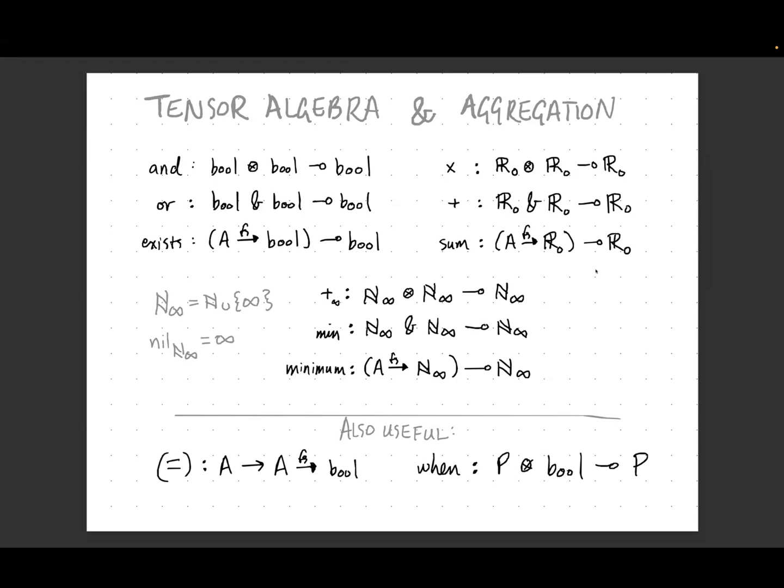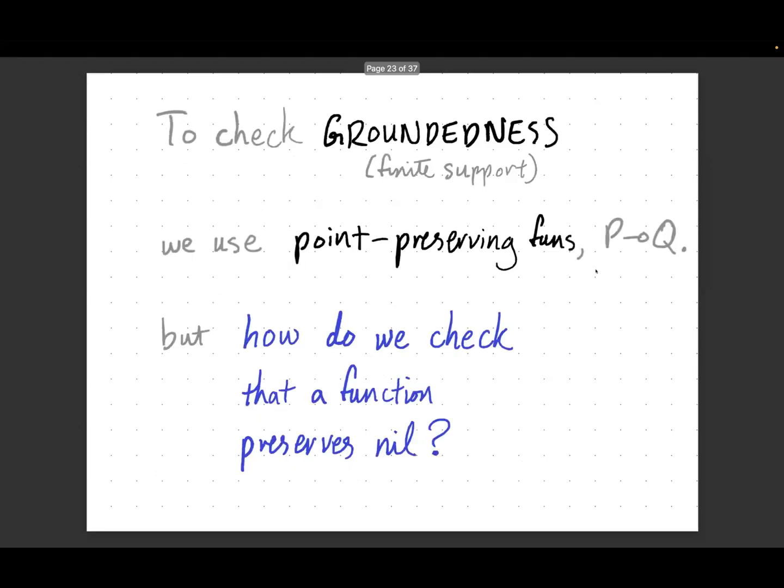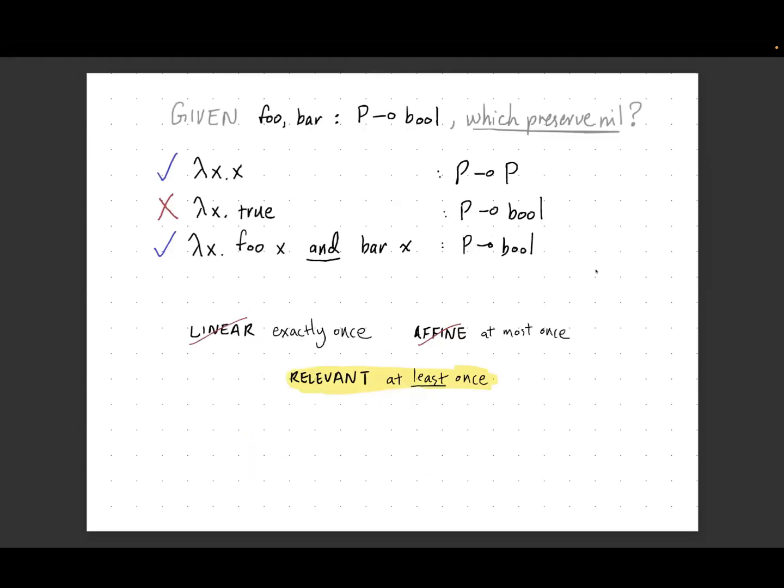So there's one thing that I haven't discussed. I've said to check groundedness, you need to know when functions are point preserving. How do we check that a function preserves points? Again, for the full details, see the paper. But here is some intuition. Let's look at three functions: the identity function, a constant function, and lambda, the intersection of two sets, foo(x) and bar(x). Which of these preserve nil? Right. So foo here is not a finitely supported map. It's not a relation. It's a point preserving map.